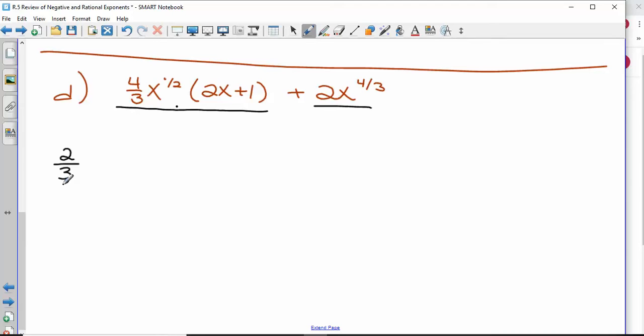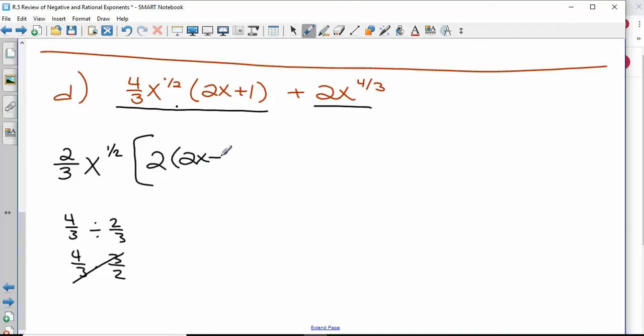They both have x's. What's smaller, 1/2 or 4/3? 1/2. This has a 2x plus 1, but that one doesn't, so I can't pull it out. If you don't know how to divide those, or you're struggling with that a bit, use your calculator. If I took out 2/3, I need to do 4/3 divided by 2/3, or flip and multiply. I get 4 over 2, which is just 2. I took out my x, we still have 2x plus 1.